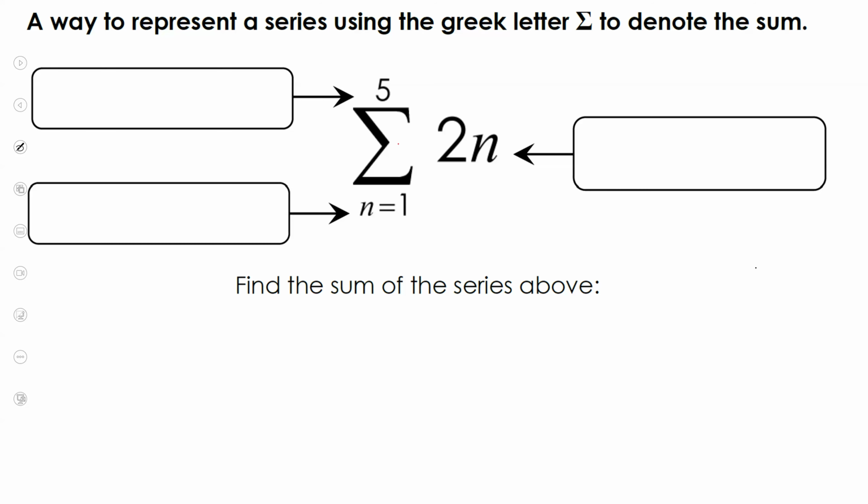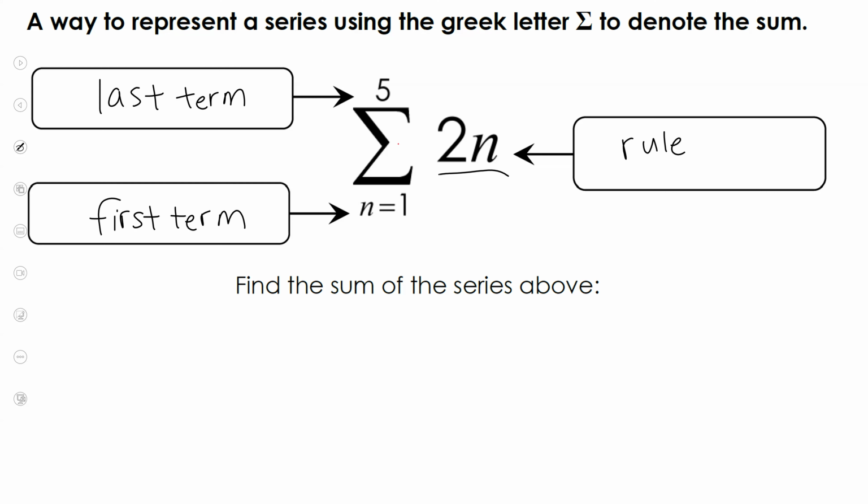So now we're going to represent a series using this Greek letter. This means sum. N equals 1, this means your first term. So your first term is always at the bottom. And your last term is always on the top. And 2n, this is just your rule. This will change.